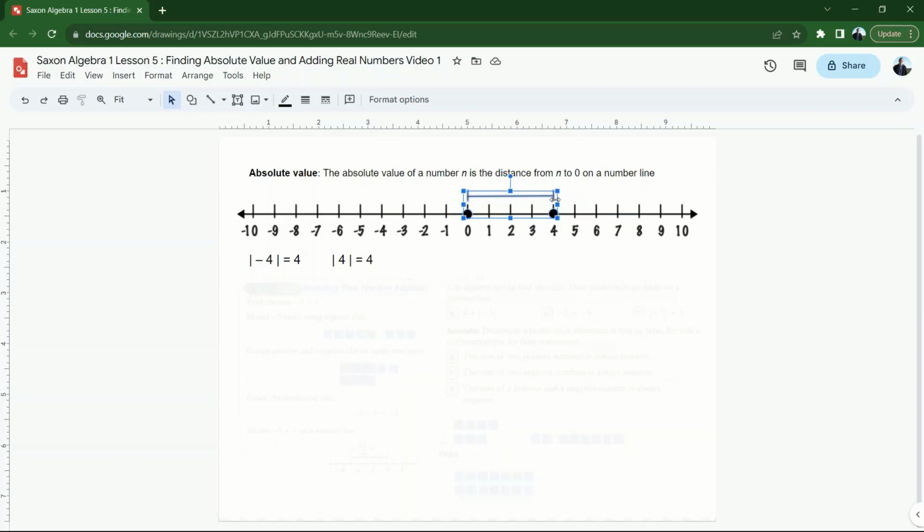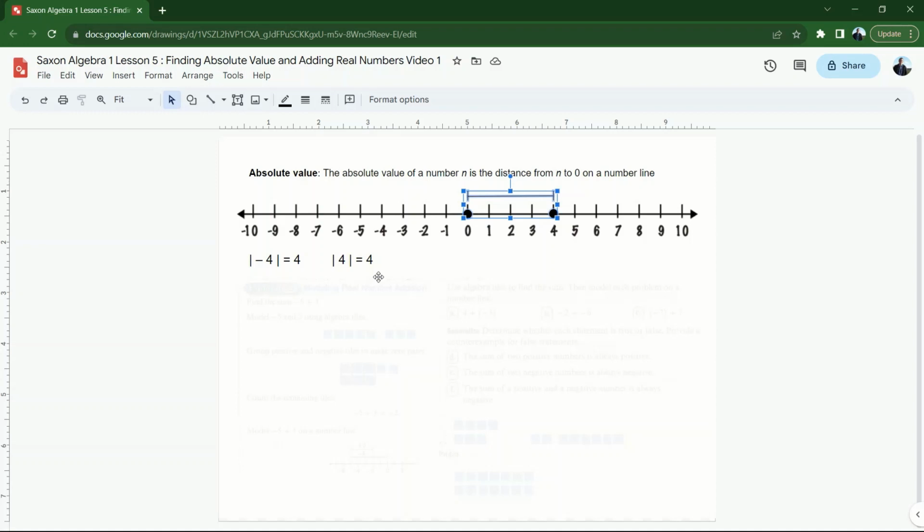For any negative number, the distance between that negative real number and 0 is going to be the positive version of that real number. And that's why absolute values work the way that they do. The absolute value symbols basically just change any negative number to positive, and they allow any positive number to remain positive.